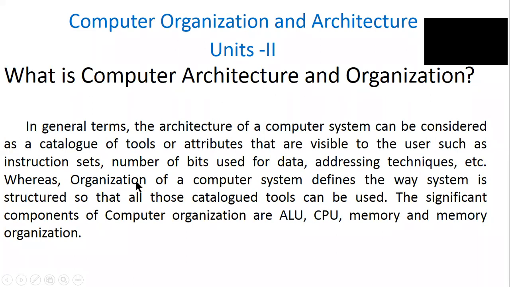Whereas organization defines the way the system is structured so that all those catalog tools can be used. Organization means we are using those techniques, the number of instructions used for the data and addressing techniques that are going to be used. That is called organization. The significant components of a computer organization are ALU, arithmetic logic unit, CPU, central processing unit, memory and memory organization. These are the components of your general system.